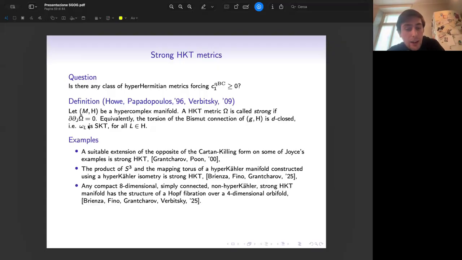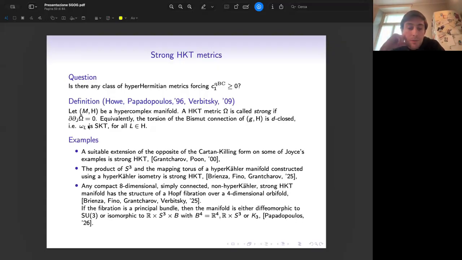And very recently, Papadopoulos, under the additional assumption that the fibration is a principal bundle, gave the full classification. So the manifold is either diffeomorphic to SU(3) or isomorphic to R times S3 times B, where B is one of the following three manifolds, where K3 is a K3 surface.